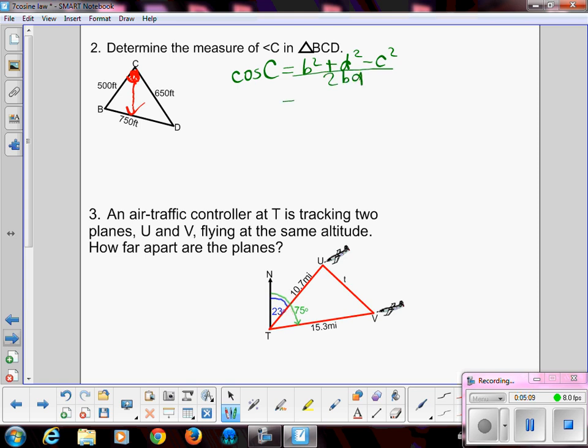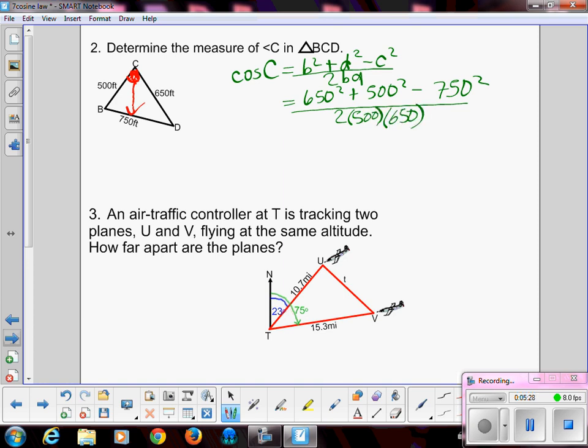It's a matter of substituting our information in. So b, we have 650 squared plus 500 squared, and we're making sure that we're subtracting the 750 squared. Some really large numbers here. That's why we're using a calculator. And again, just substituting our numbers in.